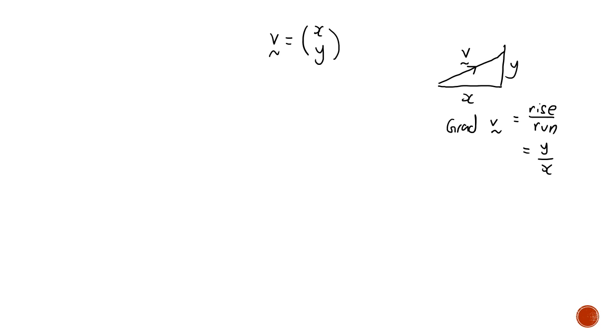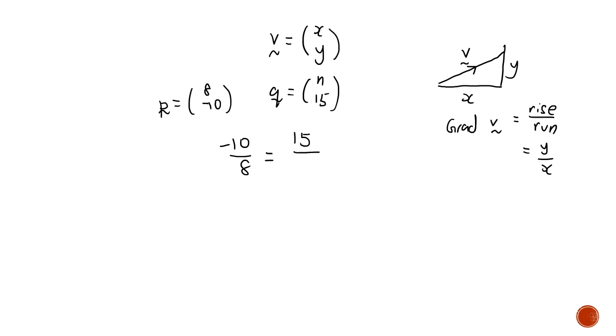Applying it to the previous example where P equals (8, -10) and Q equals (n, 15), if these two vectors are parallel, then the value of y over x for vector P should be equal to the value of y over x for vector Q. And indeed, solving it, we will have n equals negative 12, which is the same as our previous answer.